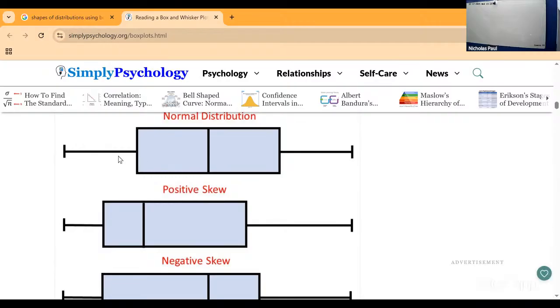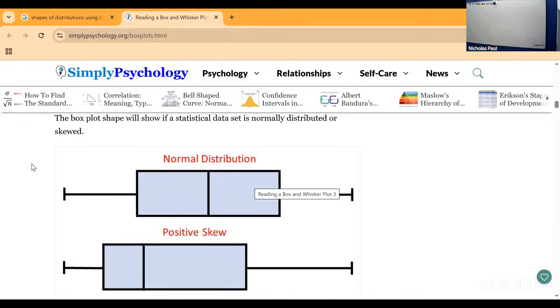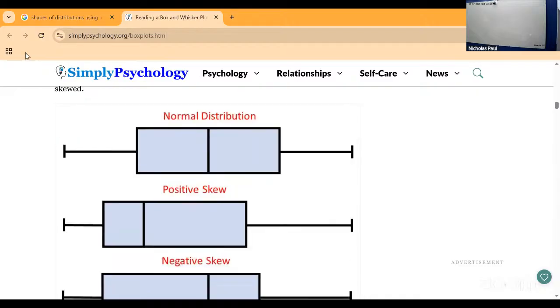Right, watch here. From your box and whisker, you can figure out the shape of your distribution. If a shape looks like this, it's called a symmetrical distribution. Don't use the word normal, use the word symmetrical. Symmetrical means that from your highest to your lowest value, everything is distributed equally. So if your box and whisker looks like this, that is called a symmetrical distribution.